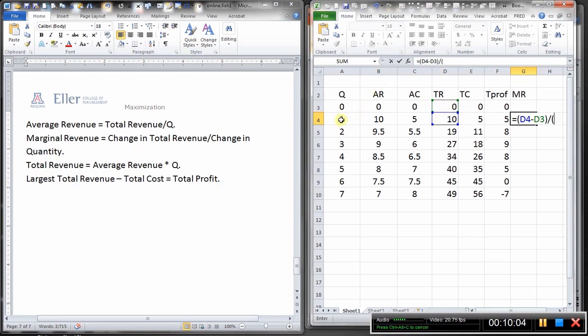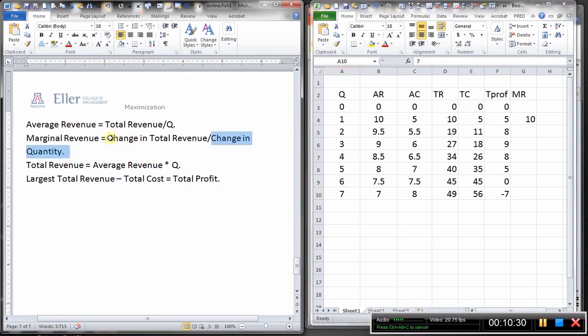And the change in quantity here is going to be 1, which is A4, minus 0, which is A3. We divide that through. Now every one of these, what's the change going to be as we go from 1 to 2 to 3 to 4 to 5 to 6 to 7? Well, it's always going to be 1. But that's not always the case when you're looking at these kinds of spreadsheet situations. So you need to be aware of that when you're thinking about marginal revenue.